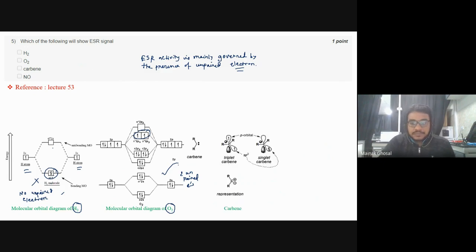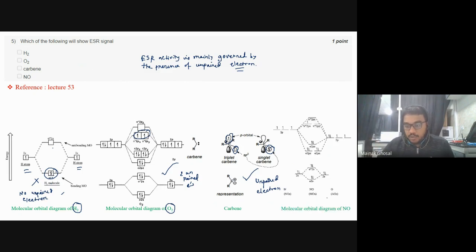Okay. Now I am going to carbon. For carbon, you can see in this case there is no unpaired electron for singlet carbon, but for triplet carbon there are unpaired electrons. So in general, carbon you will see always shows an ESR signal. So this will be ESR active because of unpaired electrons.